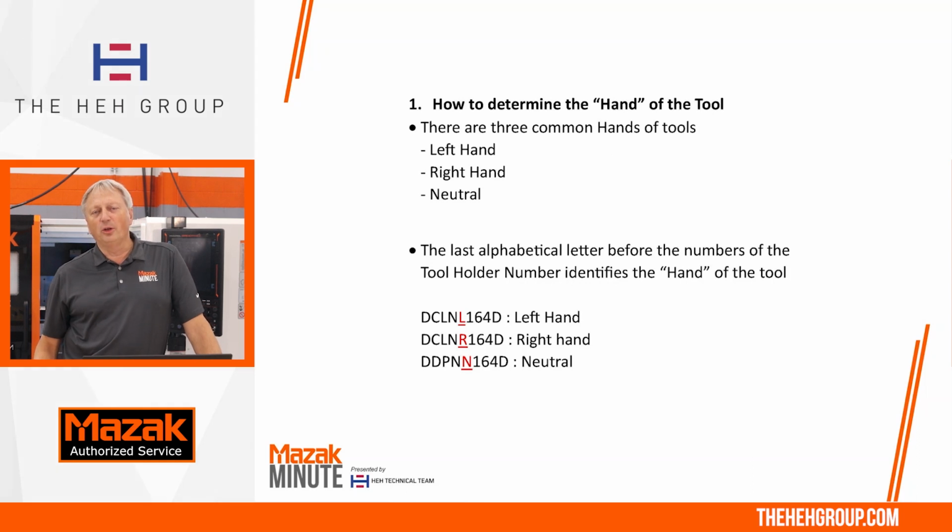The first thing we need to do is identify how to have the correct tool, the correct hand of the tool. There are three different types of tools. You have a left hand, a right hand, and a neutral. If you look at your tool holder or the box that the tool holder came in, you'll notice on the example I have on the screen, you'll see a DCLNL. That last letter represents the hand of the tool. So in that case, you'll see a left hand, the middle one, you see a right hand, and finally, N being neutral.